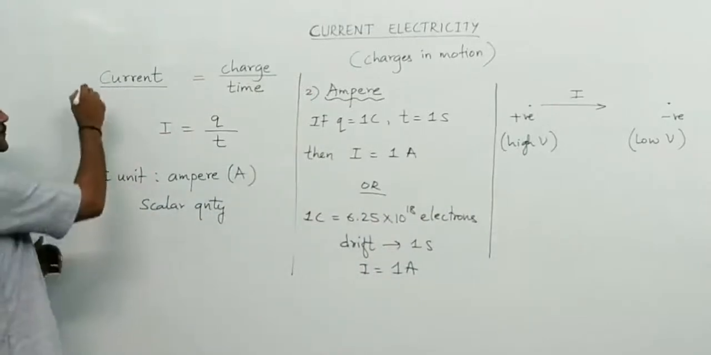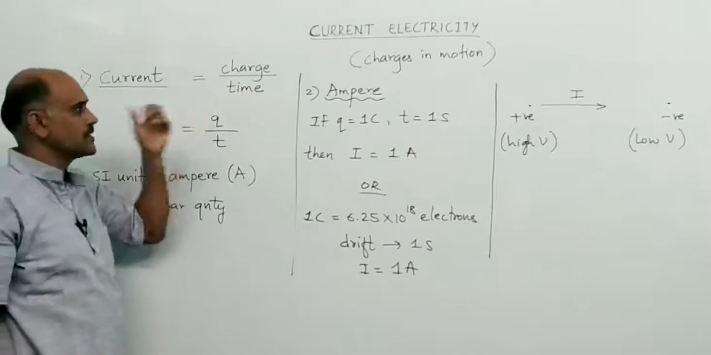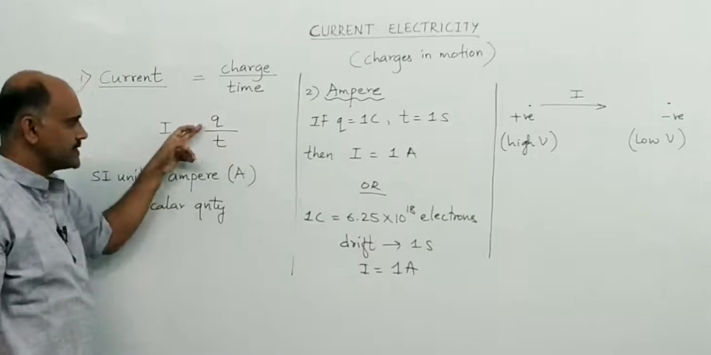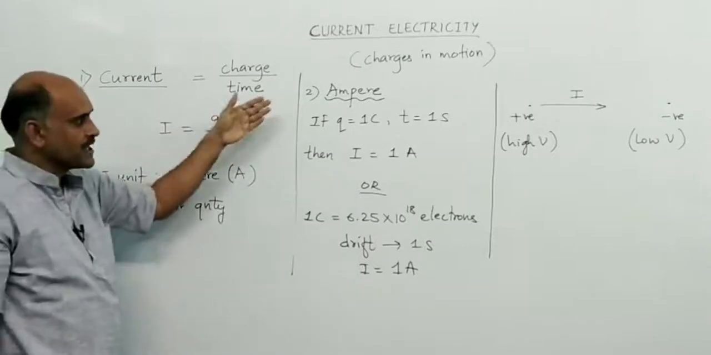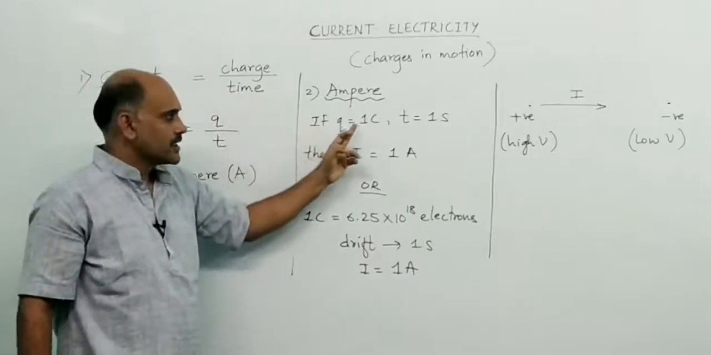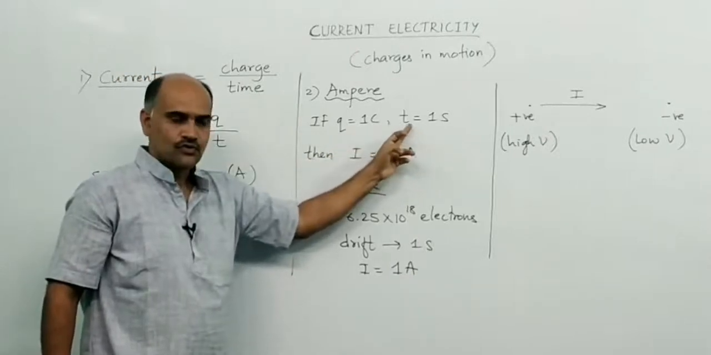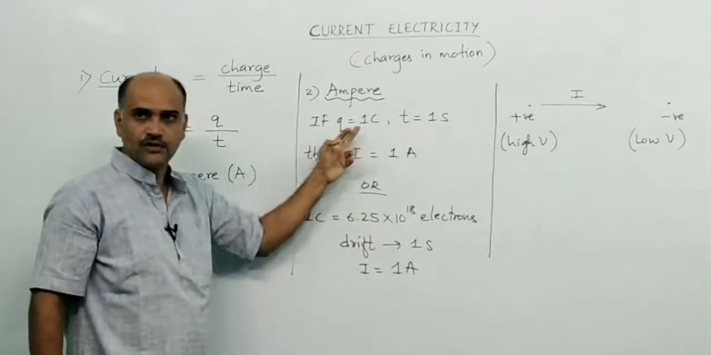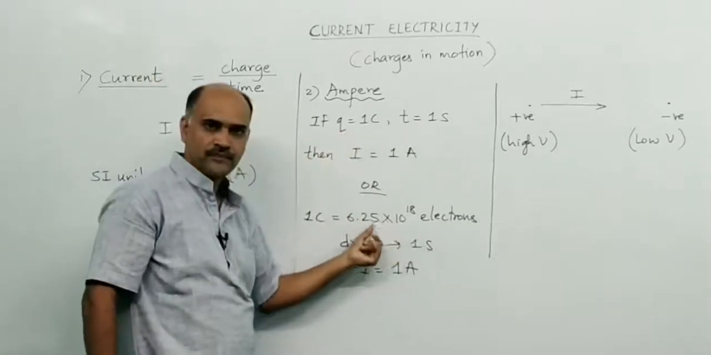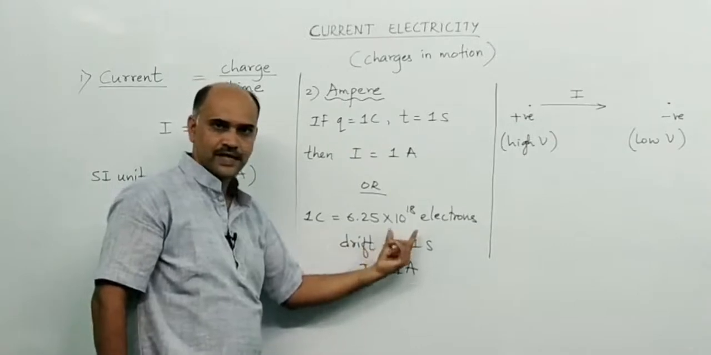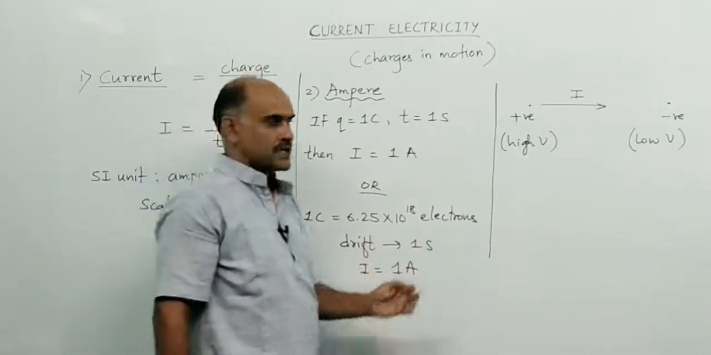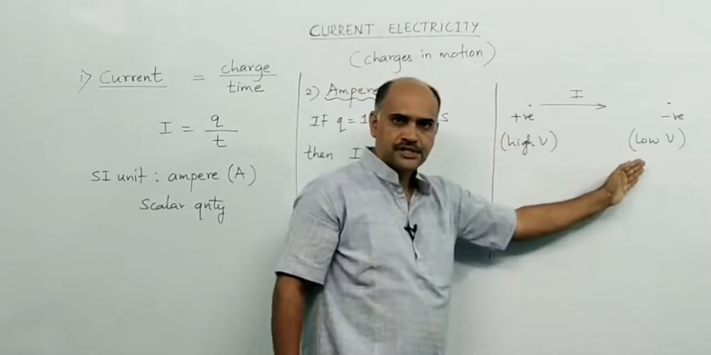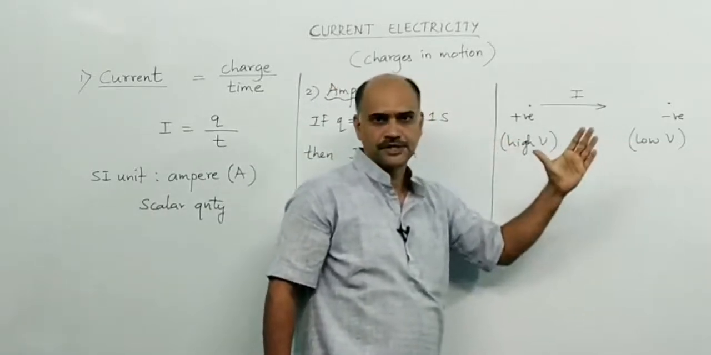The first point is that current is nothing but the rate of flow of charge through a conductor, or simply I is equal to Q by T. Then the definition of ampere: if Q is equal to 1 and T is equal to 1, then current is 1 ampere, or instead of 1 coulomb, you can explain it in terms of 6.25 into 10 raised to 18 electrons. Then current direction is always taken from higher potential to lower potential.